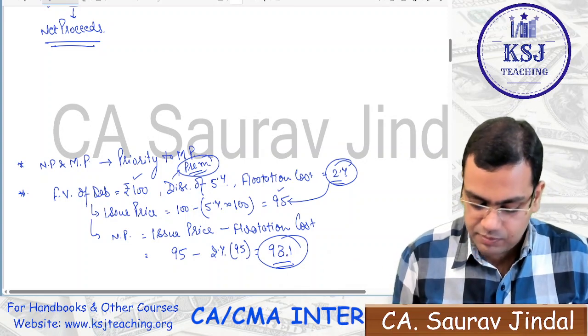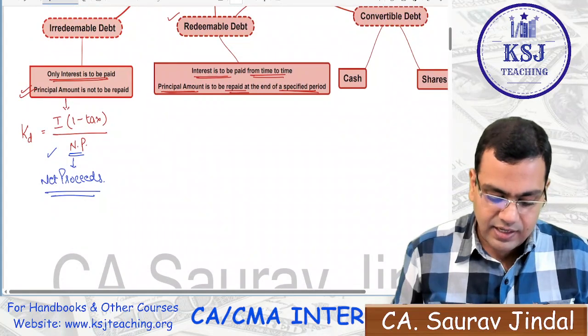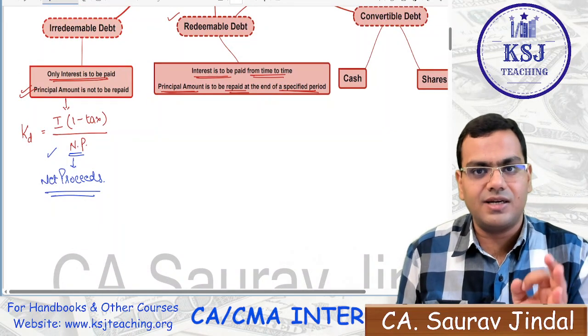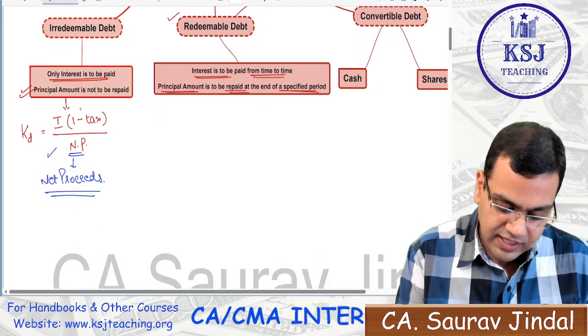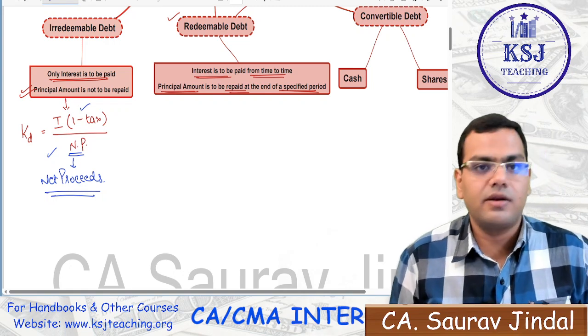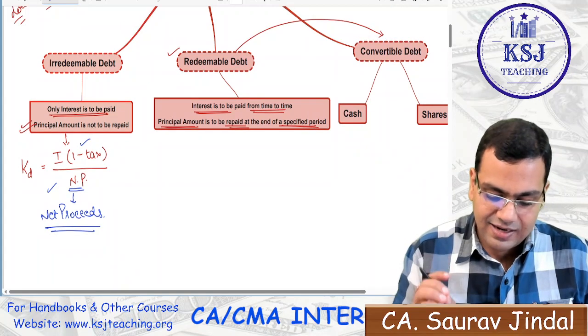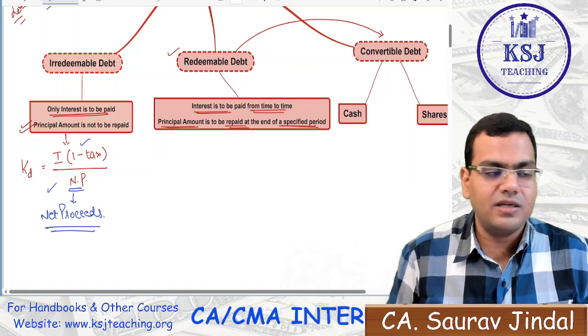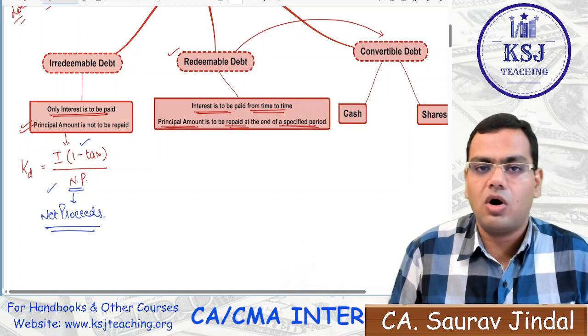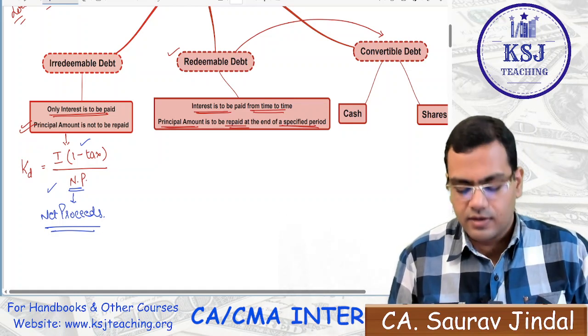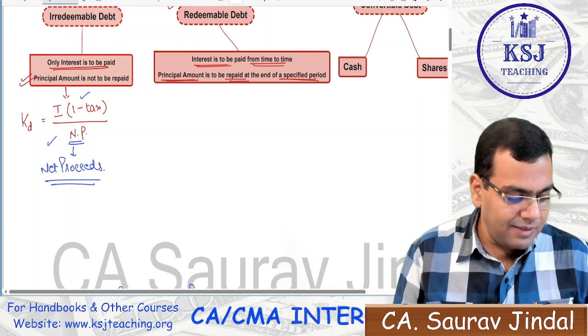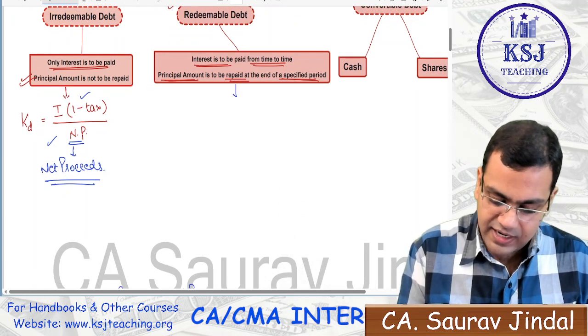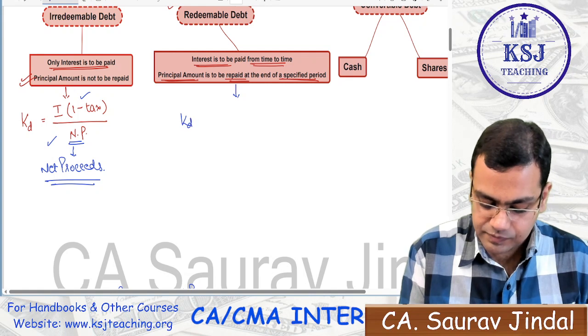Right? This is 93.1. So this is regarding the net proceeds, and interest, because it is a tax deductible expenditure, you have to take this 1 minus tax rate. This is in case of irredeemable debt, where there is no redemption of the debt. Now coming to the redeemable debt, how to calculate the value of KD under the redeemable debt?